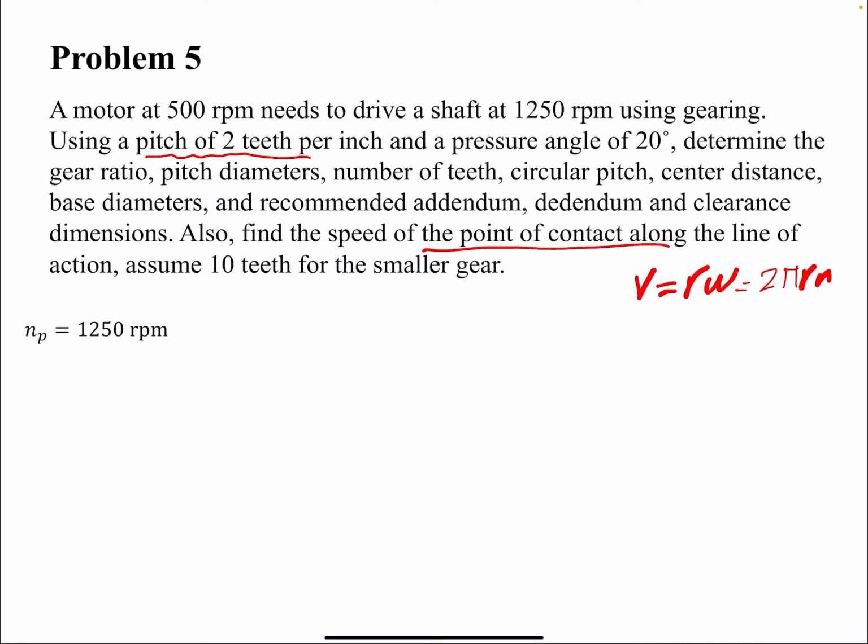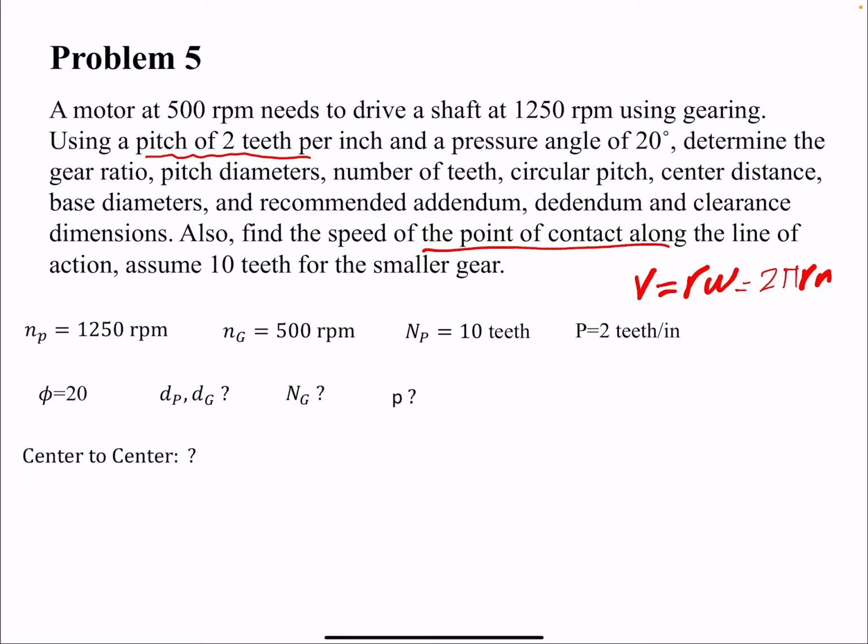So we have the RPM of the pinion, the RPM of the gear. We have the number of teeth on the pinion. Based on this, we can find the number of teeth on the gear as well. We have the diametral pitch, pressure angle. We want to find the diameter of the pinion and the gear, the number of teeth on the gear, the circular pitch, center to center distance, and the base radius.